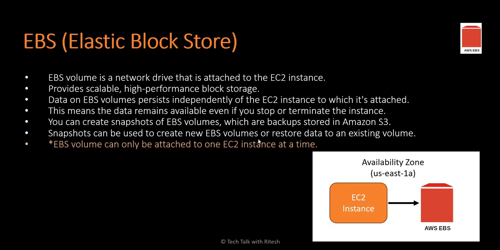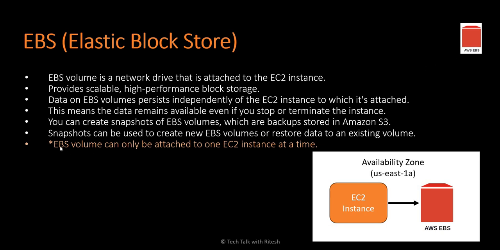Snapshots can be used to create new EBS volumes or restore data to an existing volume. Once we create the snapshot, we can use it for restoring in case of any issue or data recovery, or we can use it to create a new EBS volume. So I have this EBS volume, I want to create another one. I'll just create a snapshot of this EBS volume, and then using that snapshot I will create another EBS volume. It is like that.